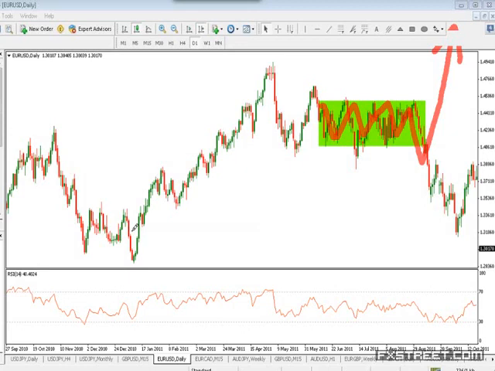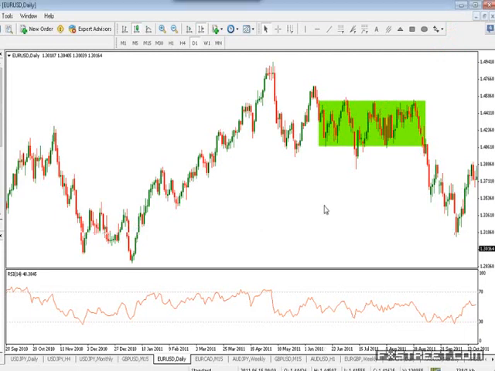So breakouts from a range, most of the times it happens that price breaks out on one side and then it moves to the other side. So it's just a question of taking out stops. Now here your RSI is going to tell you whether this breakout is genuine or not.